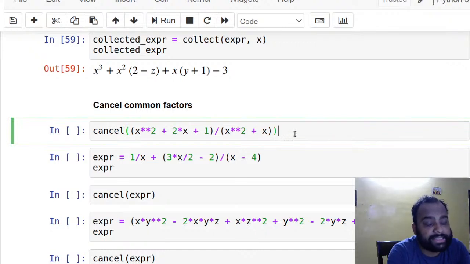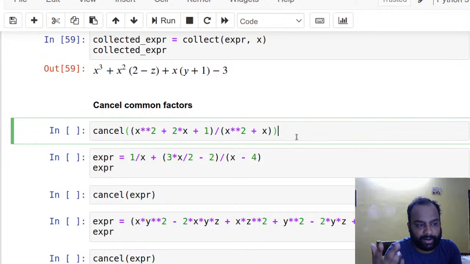Now, sometimes what happens is that the simplify function doesn't always work. Sometimes the simplify function is sort of a wrapper function. It tries to figure out how to simplify. But sometimes you know what you are trying to do. Maybe you are trying to cancel common factors. So here there is a fraction. This is x square plus 2x plus 1, and in the denominator I have x square plus x. So you know you want to cancel x plus 1. So you want to cancel common factors from the numerator and the denominator, right?